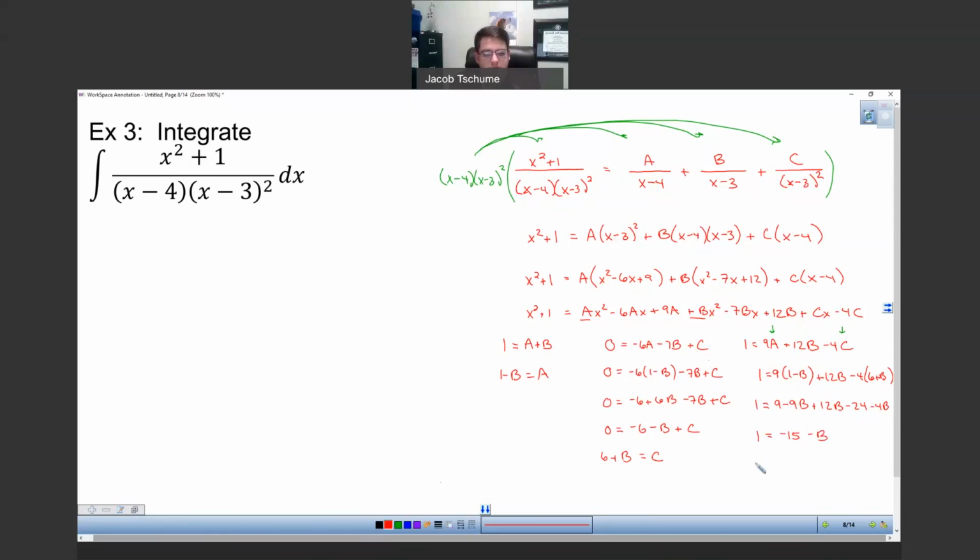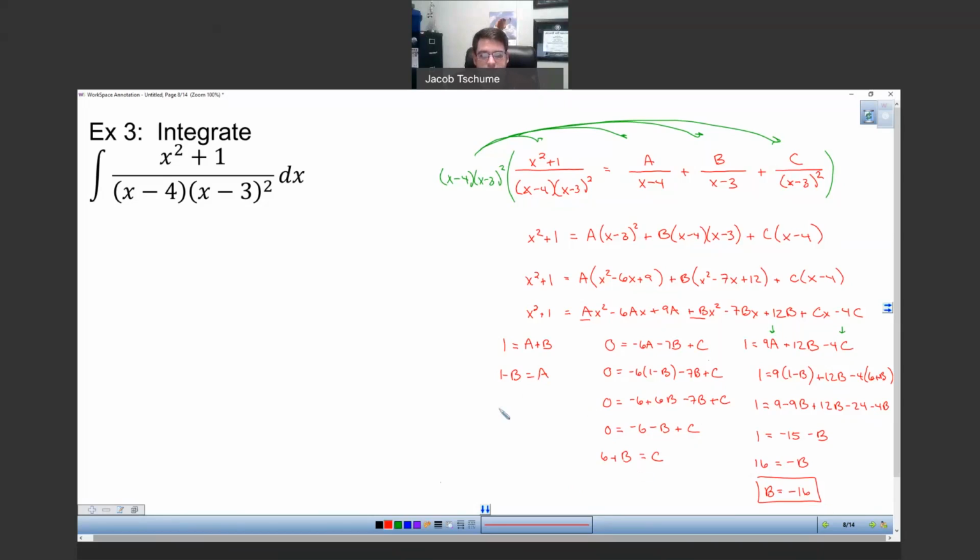Move the 15 over, so you get 16 equals negative b, and then getting the b by itself should show you that b is going to equal negative 16. But once you get one letter solved for, we can now plug this back into your other two equations to solve for a and c.